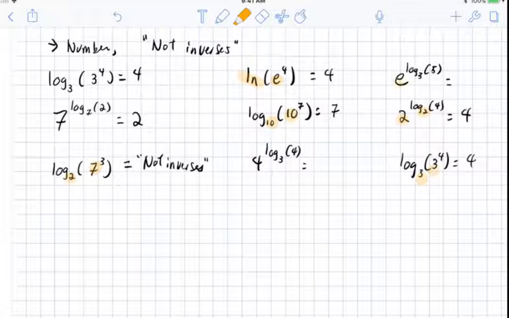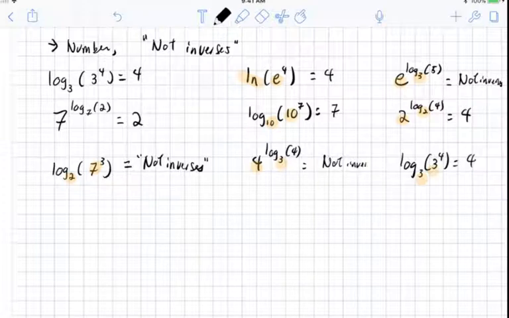e is a different number than 3, so they're not inverses. We can still evaluate that number, by the way. You can take out your calculator and calculate it. It's just that they're not inverses. And then this one, 4 is different than 3, so this one is not inverses. So the long and the short of it is, it's really helpful to recognize which ones are inverses of each other, and then run from there.